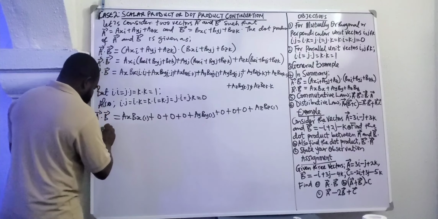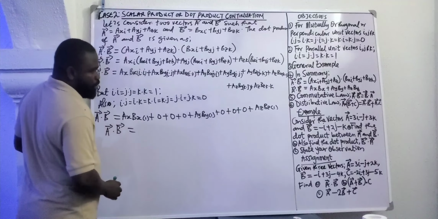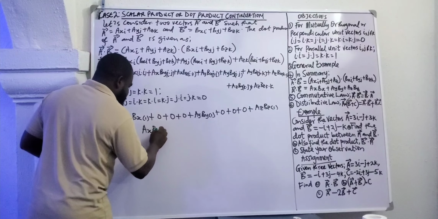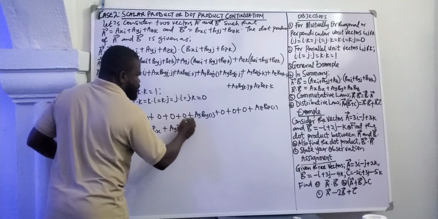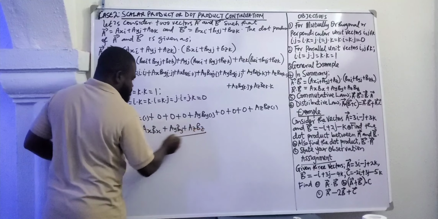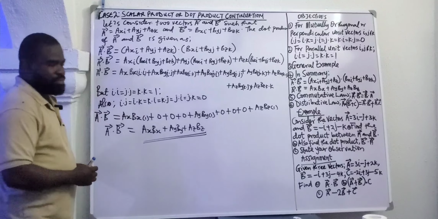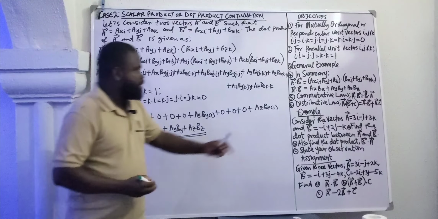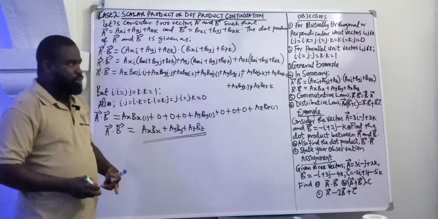So all the components that are 0 disappear, while the ones that are 1 remain. So we have AX BX plus AY BY plus AZ BZ. This gives me a scalar quantity. So if you dot two vectors, you obtain a scalar quantity. So in summary, we must not do this long expansion. We do it only when we are trying to show or prove.